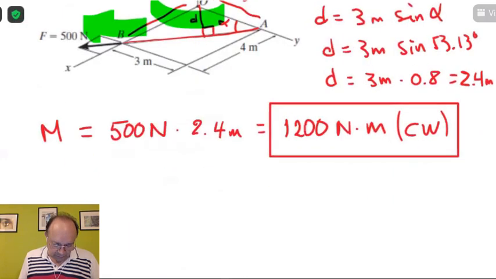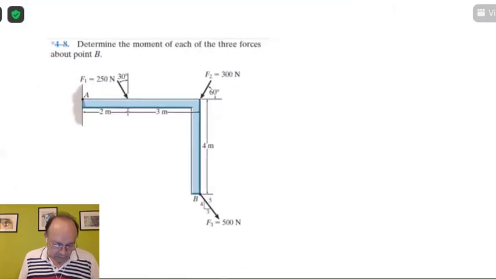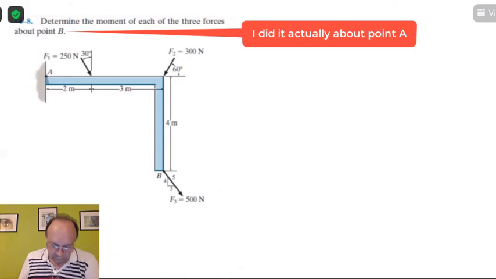And then one last problem. Let's see this one last problem here. It says, determine the moment of each of the three forces about point B. Basically the same problem that we have been doing here, 3 in 1. So let's do the moments of force F1, F2, and F3. So we go one by one. Let's see, going for F1.